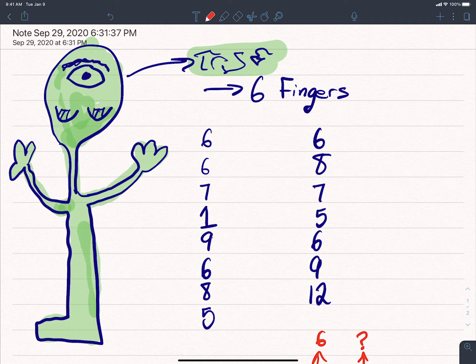What's the mean number of fingers that aliens have? How do we do that? I said it before. How do we do it? Add up all the numbers and divide it by 15. Exactly. So let's add them all up and divide by 15. I need multiple people to find the mean so that we can make sure we're doing it correctly.